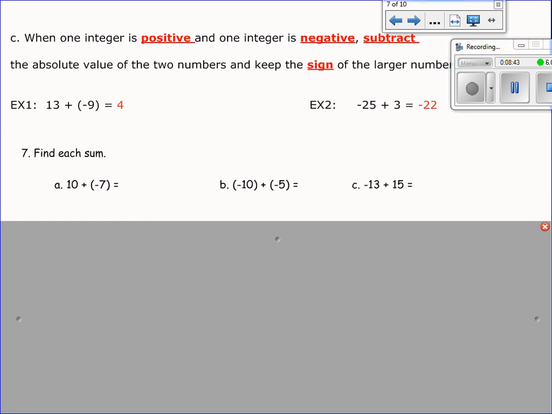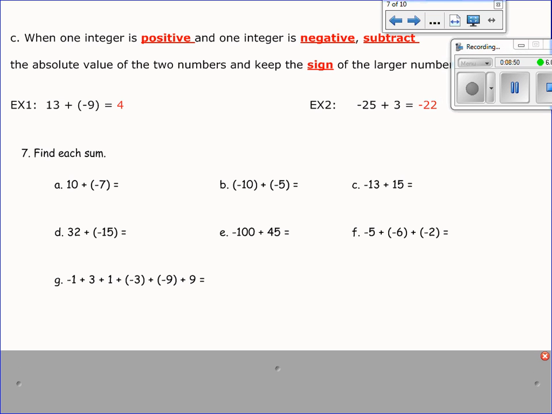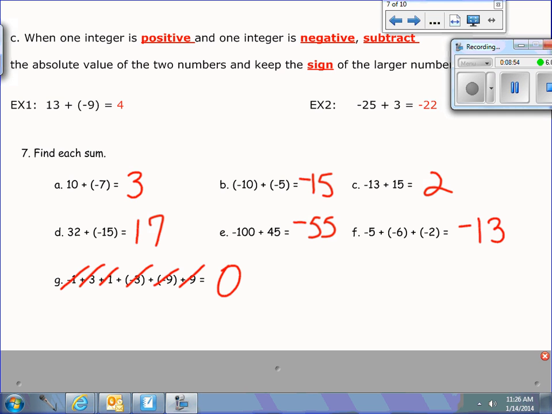Now, I'm going to pause the video. We will do A, B, C, D, E, F, and G, and come back and check our work. So notice in A, different signs, we subtract the absolute values, and you have a positive 3. B, they're both the same. You're adding negatives, so your answer is going to be a negative. C, they're different signs, so you subtract their absolute value. We have a positive 2.